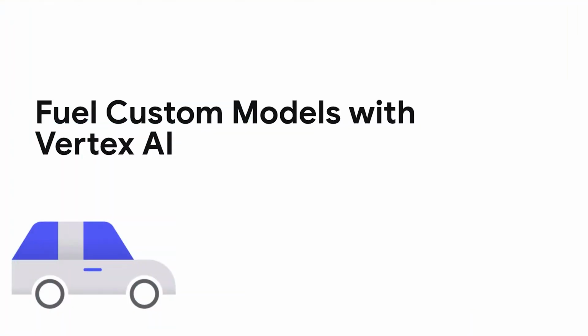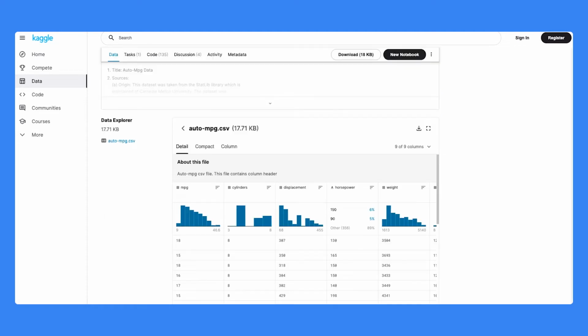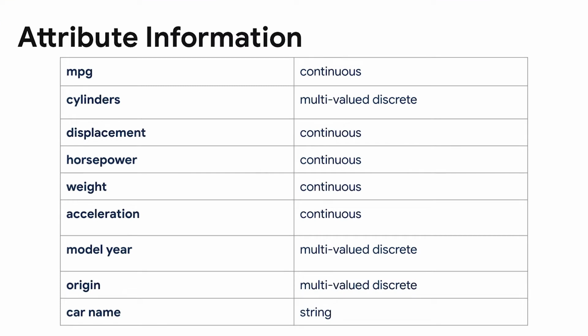We'll be using a data set of technical specs of automobiles to build a model that can predict the fuel efficiency of late 1970s and early 1980s cars. You can find this data set on Kaggle. We must provide the model with descriptions of several automobiles from that time period. The description includes attributes like cylinders, displacement, horsepower, and weight.